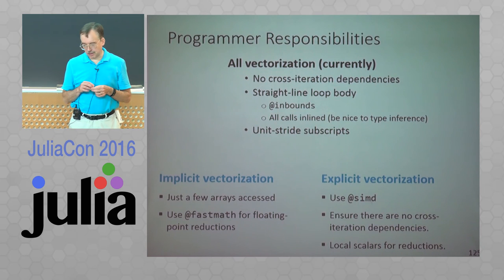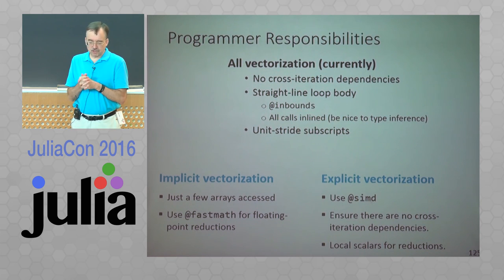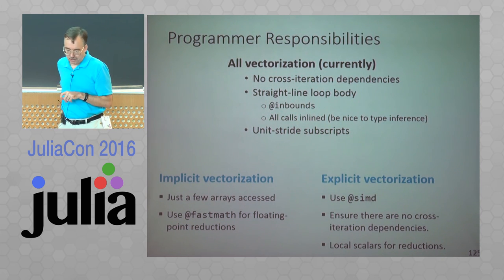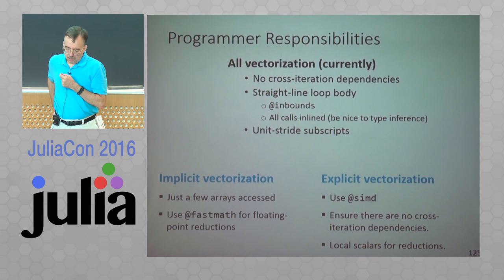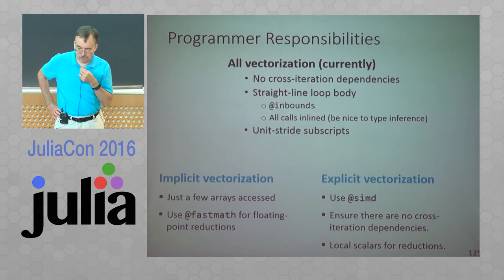So yeah, programmer responsibilities for vectorization. The responsibilities are split between the compiler and the programmer. For all the vectorization, you need to know there are no cross-iteration dependencies. That means you have to be able to execute each iteration and get the right answer without depending upon any other iteration running. You need a straight line loop body, because the vectorizer doesn't deal with branches very well. And you need to slap in the inbounds, because without that, the bounds checking is putting in a branch you can't deal with. And all the calls have to be inlined. And unit stride subscripts.